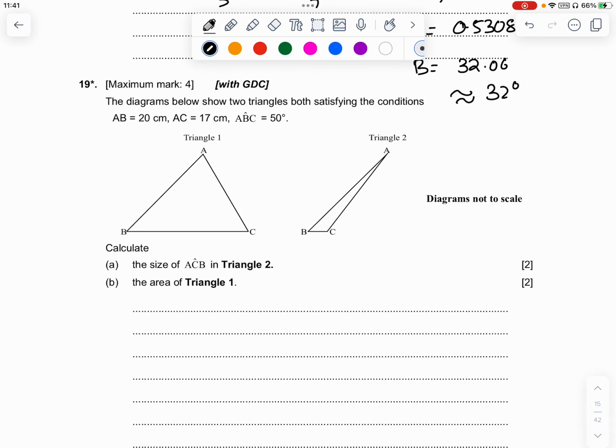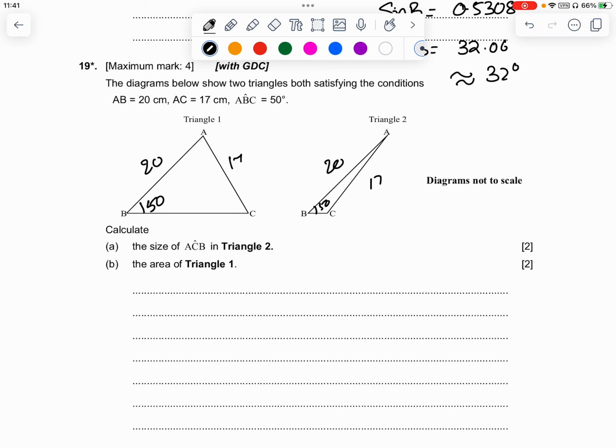Question number 19. The diagram below shows two triangles, both satisfying the conditions. AB is 20, AC is 17. Angle ABC is 50 degrees. This angle is 50. Find the size of the angle ACB in triangle 2 and the area of triangle 1.